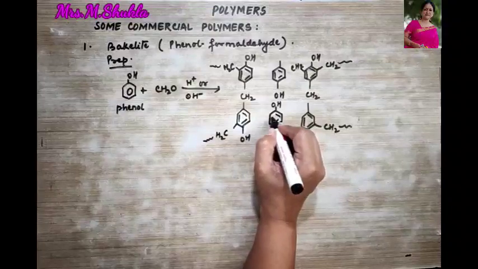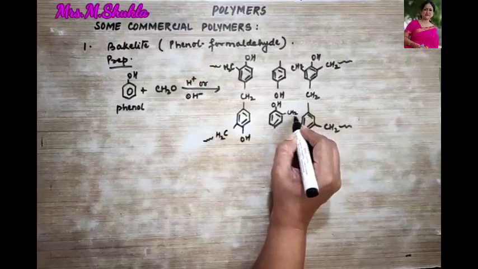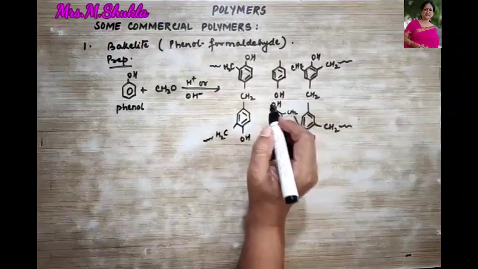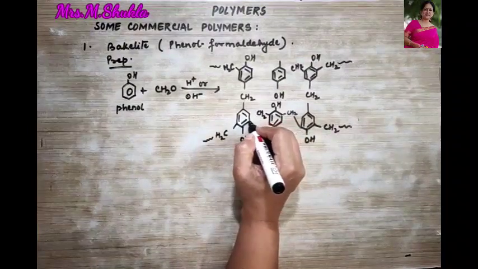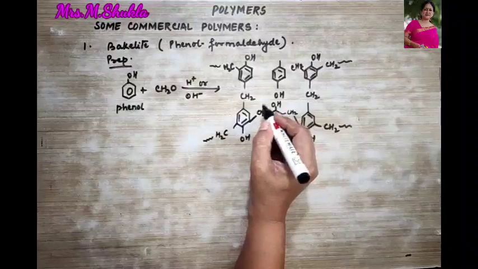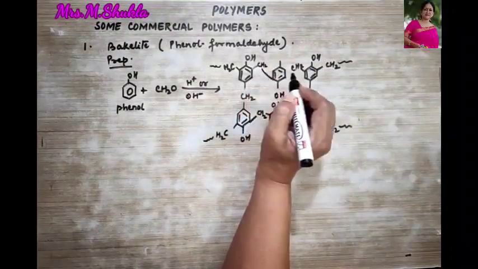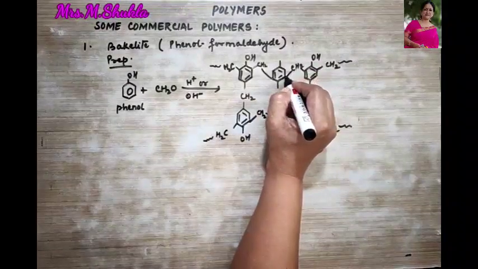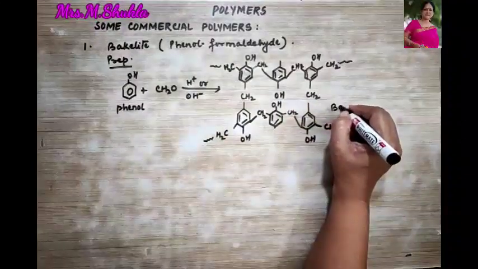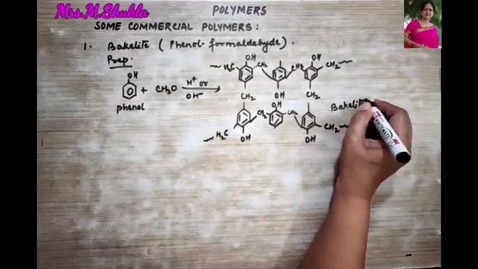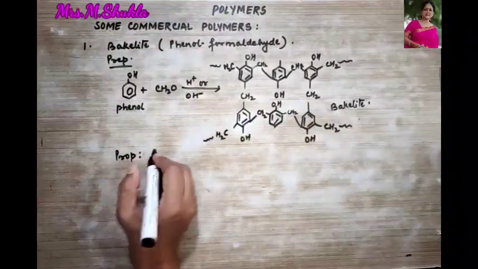OH, CH2, this is connected here, CH2, this is connected from here, then this CH2, it is connected from here, and this CH2 is connected here. So this is the structure of your bakelite. Okay, so let us now know about the properties.